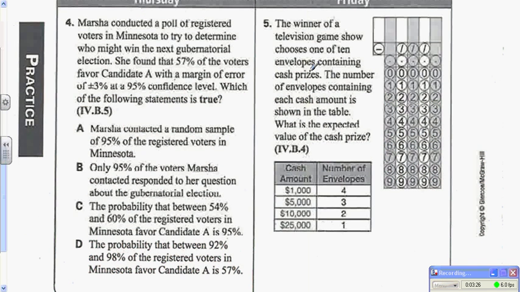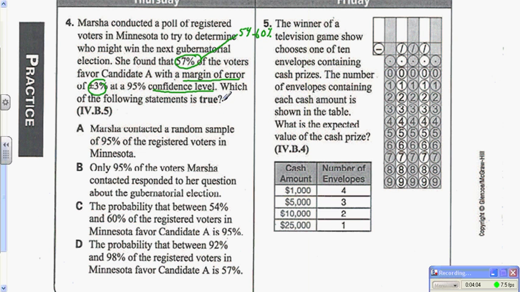Marcia conducted a poll of registered voters in Minnesota to try and determine who might win the next gubernatorial election. She found that 57% of the voters favor candidate A, with a margin of error of plus or minus 3%, which means this could be as low as 54% or as high as 60%. That's what margin of error means. And a 95% confidence level. Now, it's a statistical statement that you are not familiar with, but I'll explain it in a moment.